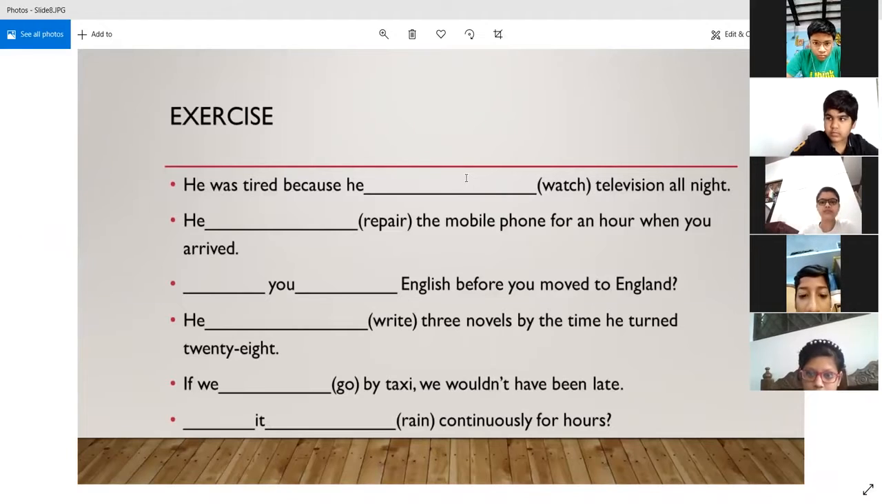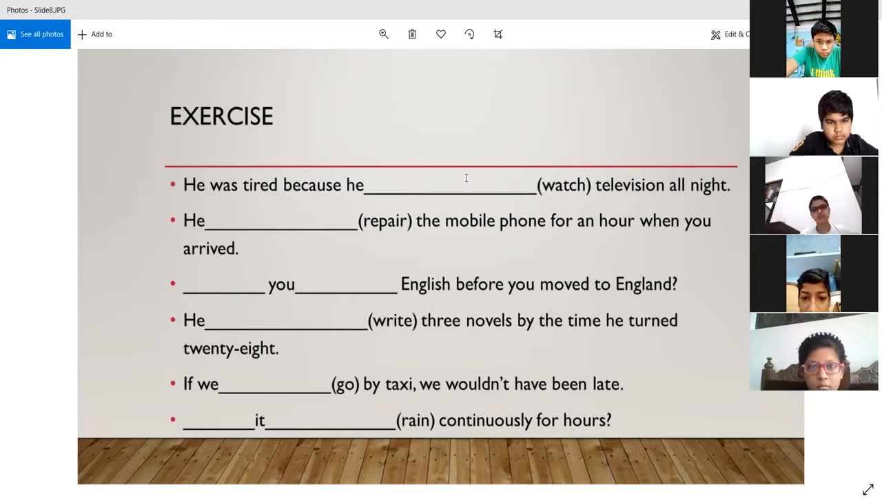He was tired because he was watching television all night. Spell it with the past perfect continuous form. Was watching is the past continuous form of tense. Yes.